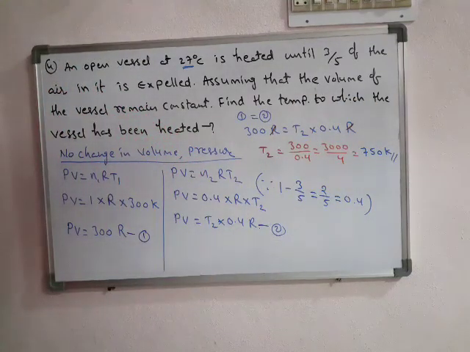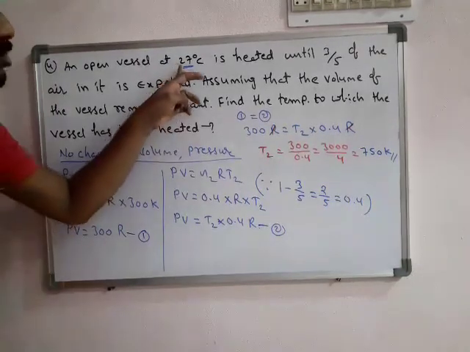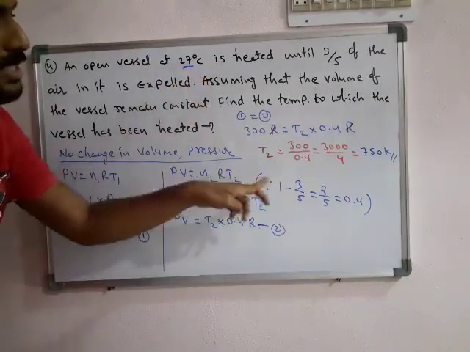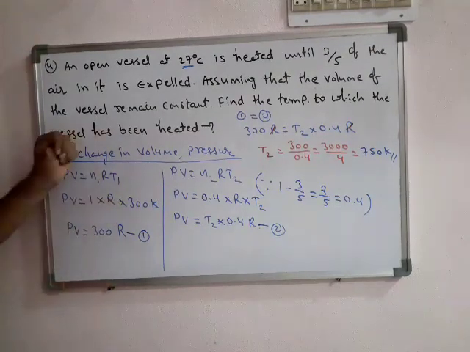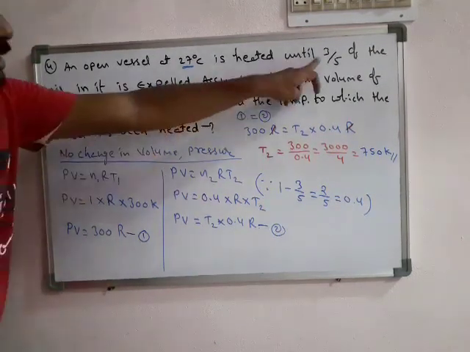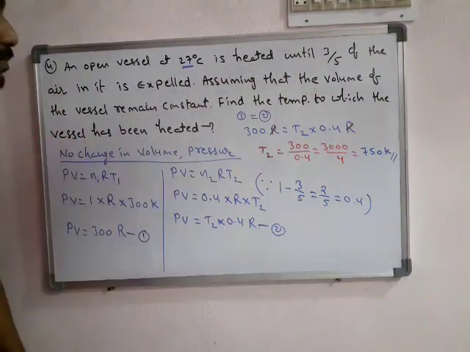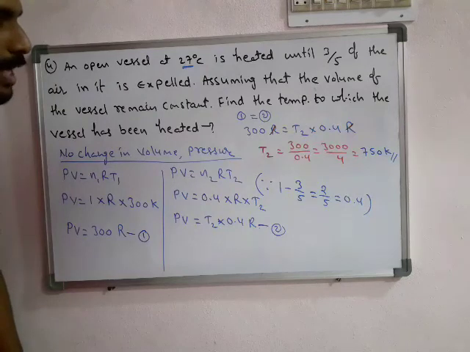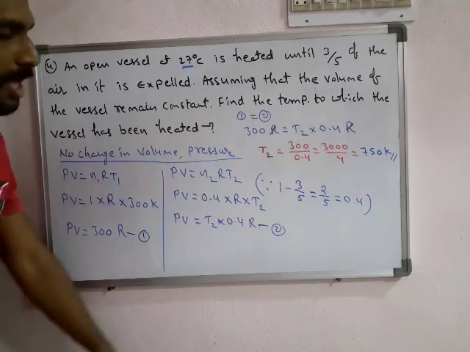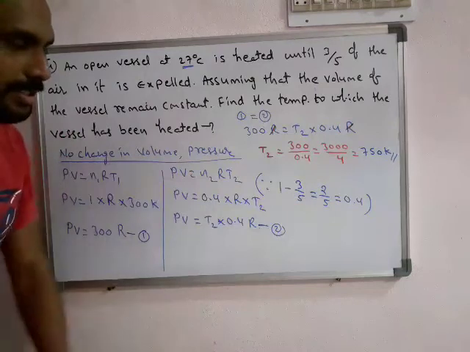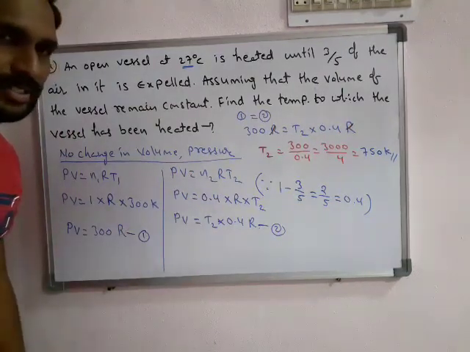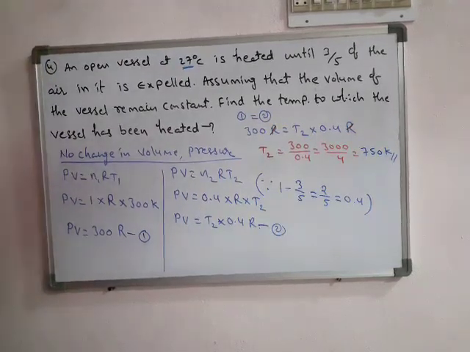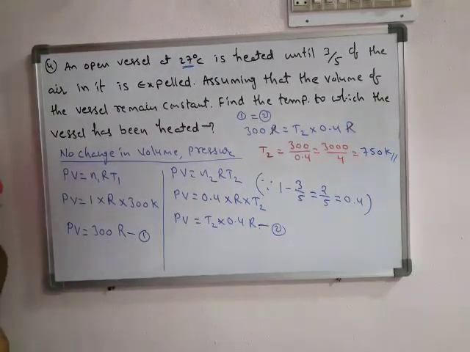So means by changing the temperature from 27 degrees Celsius to 750 Kelvin, the 3 by 5 part of the air is expelled outside. Okay, due to the 3 by 5 part of air being expelled outside, the remaining is how much? 2 by 5 part. To keep a 2 by 5 part, which temperature should be maintained? 750 Kelvin. Okay, so this is one of the best applications of the ideal gas equation.